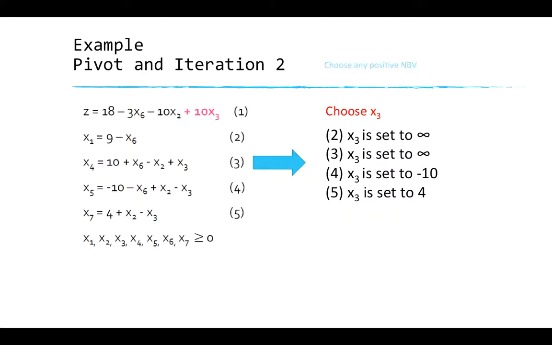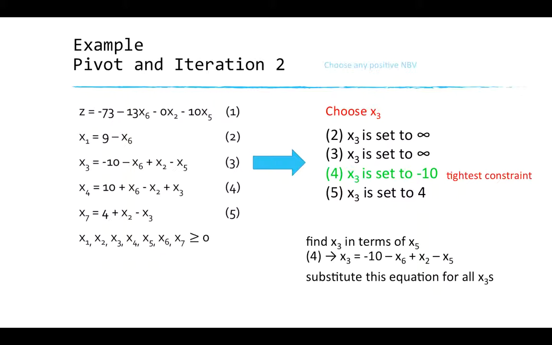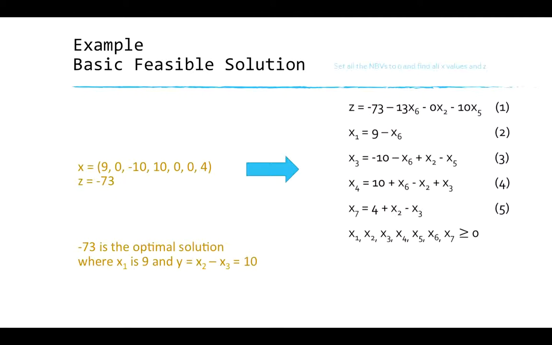We find the tightest constraint on x3, which is equation 4, and again rearrange it for x3 and substitute this equation into all occurrences of x3. The optimal solution is now minus 73. We do not iterate again as the objective function contains all negative non-basic variables. The optimal solution has been found and the algorithm can be terminated.